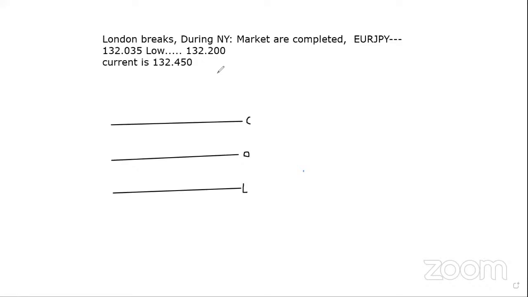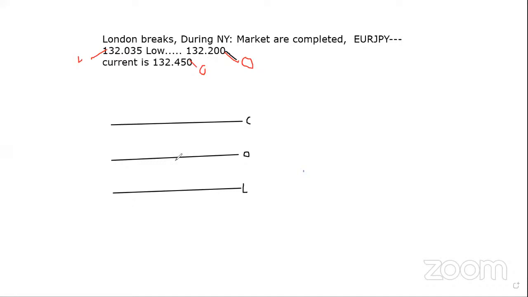You know, these things I don't read them. I don't read from anywhere, I use whatever is in my head, so sometimes it's easy to forget what I was doing. So like now, London break during New York market are completed. Anyway, we are just taking the example of Euro JPY. So this is the open. This is the low, we put L, and this is the current. So you can put them the way they are.